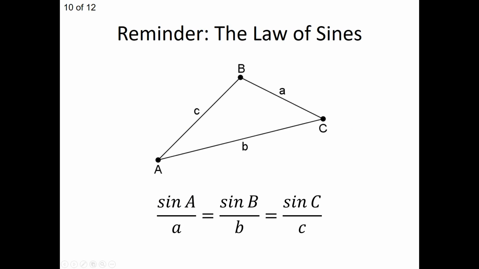The law of sines looks like this: the sine of an angle, in ratio to its opposite side, all of those ratios are equal. They're proportional to each other. So the sine of angle A over A equals the sine of angle B over B, which equals the sine of angle C over C. And we're going to use that to find a missing side measure and turn an angle-side-angle case into the side-angle-side case.